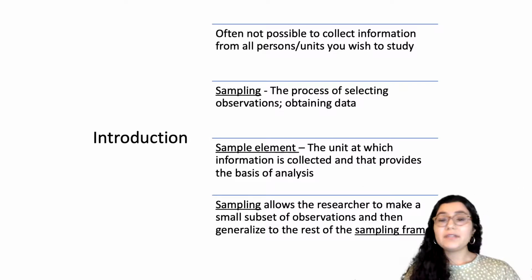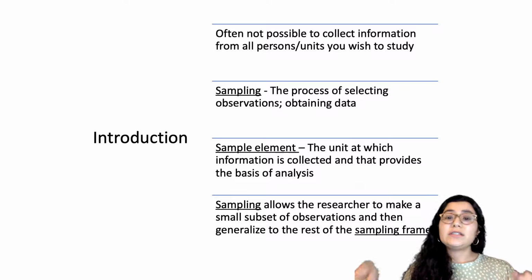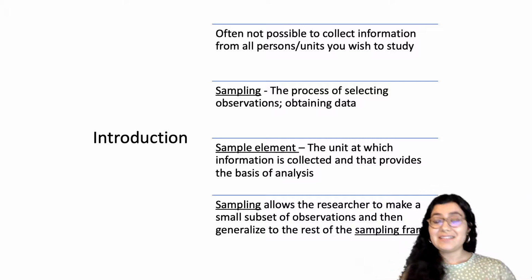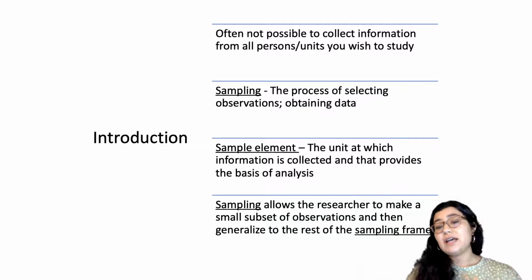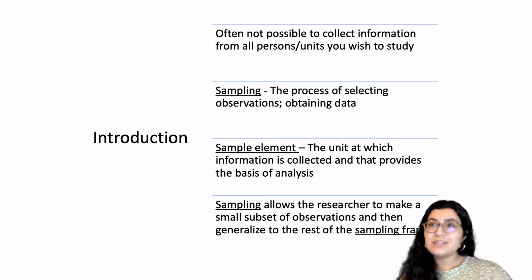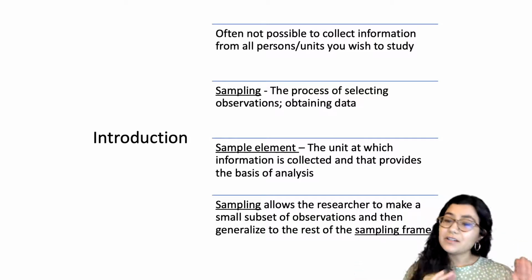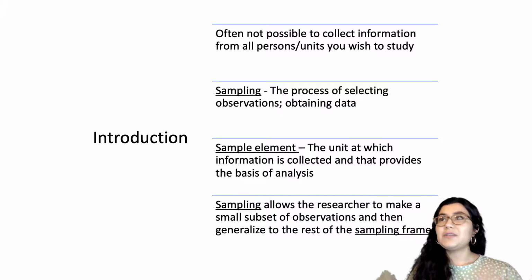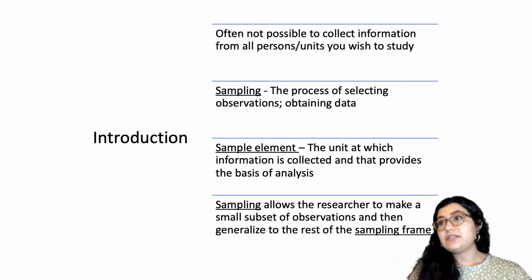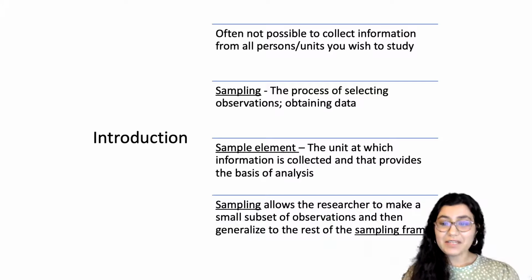And so to get around that, we developed this process of sampling, which is selecting observations and getting data. And so this is where units of analysis come in, in the sample element. So it's the unit at which information is collected, and that provides the basis of analysis. So the sample element in itself is a unit of analysis. The other variables that you might be collecting data on are going to be in different units of analysis. So unit is basically like a gram or weight. It's the actual type of data that we're collecting and what it's measured in. And so sampling allows us, since we can't collect information on everyone within a data space, to create a frame from which we can generalize.